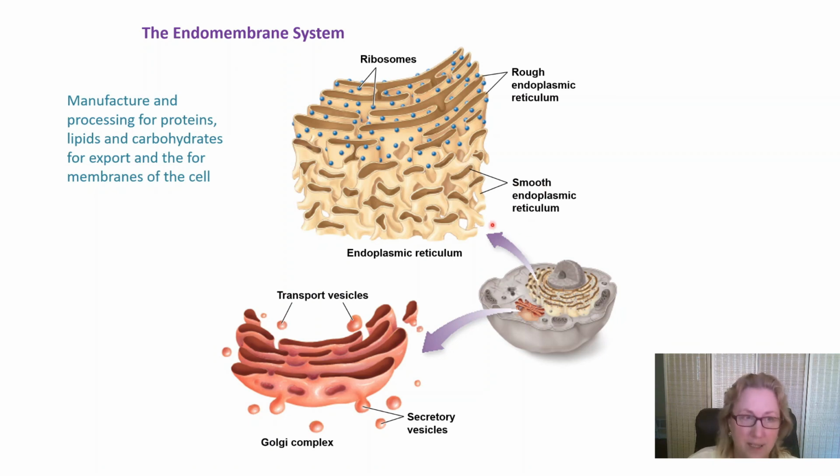Now we know what it does. Now we know it's the manufacturing center for the cell. Synthesis of all kinds of stuff, carbohydrates, proteins if they're being secreted from the cell, fatty acids, nucleotides, these are made in the endoplasmic reticulum.